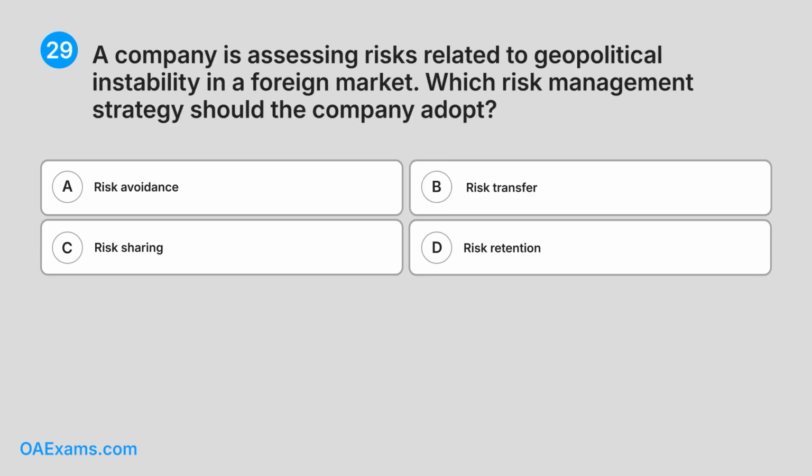29. A company is assessing risks related to geopolitical instability in a foreign market. Which risk management strategy should the company adopt? A. Risk avoidance. B. Risk transfer. C. Risk sharing. D. Risk retention. Can you guess the answer?